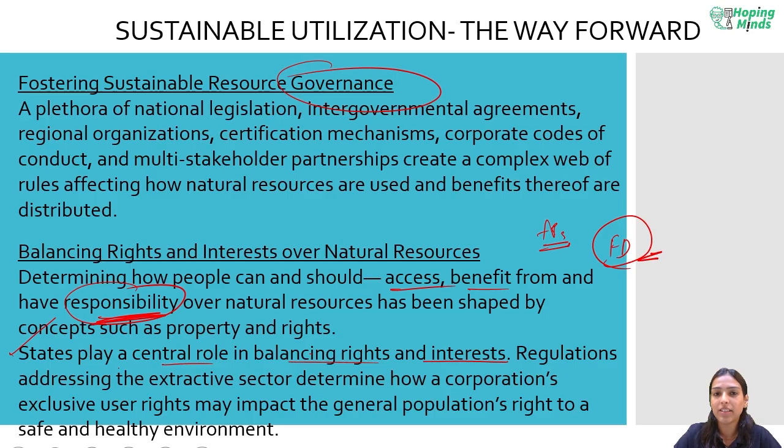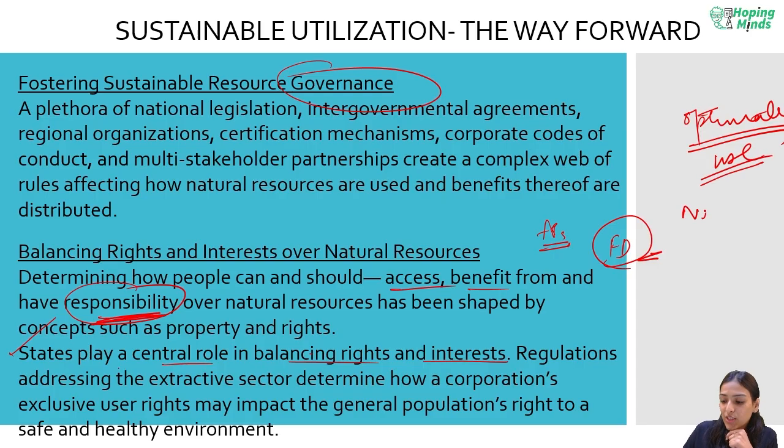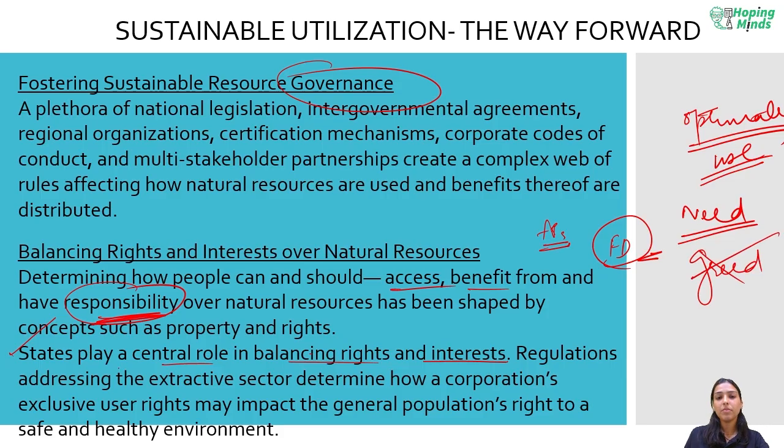Coming back to balancing the rights and interests over natural resources and governance, the way forward in sustainable utilization has to come from governments, from international agreements, from regional organizations, from individual efforts like yours and mine to do our bit to sustainably, optimally use these resources, to do what we need and to avoid any greed. And then we can have a safe and healthy environment not only for ourselves but also for the coming generations.